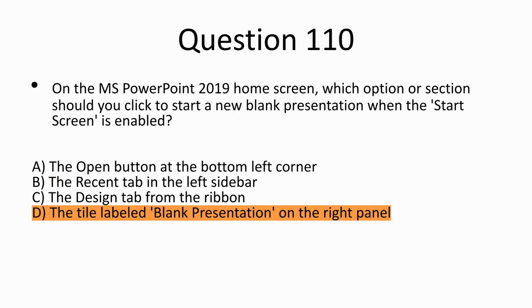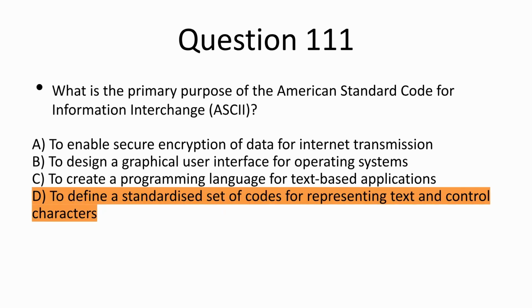For question 110, on the MS PowerPoint 2019 home screen, which option should you click to start a new blank video? The correct choice is D. The tile labeled Blank Presentation on the right panel. Question 111 asks, what is the primary purpose of the American Standard Code for Information Interchange, ASCII? The answer is D. To define a standardized set of codes for representing text and control characters.